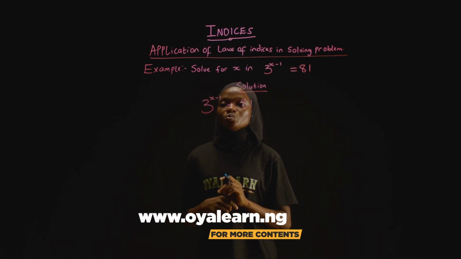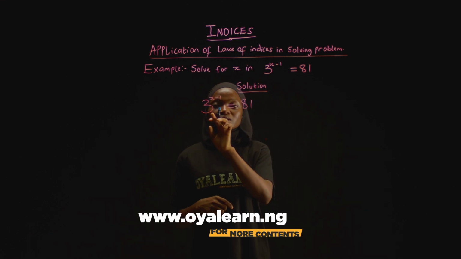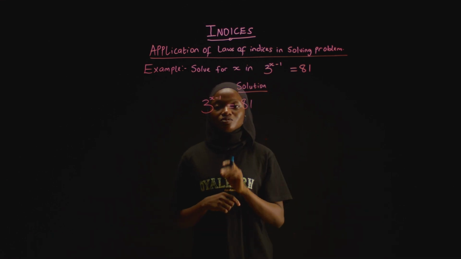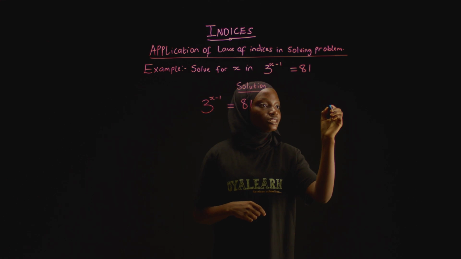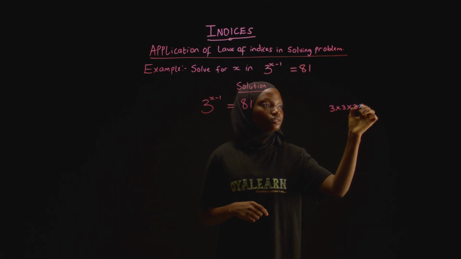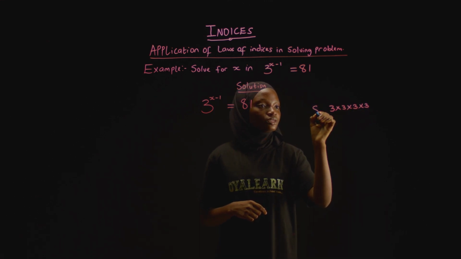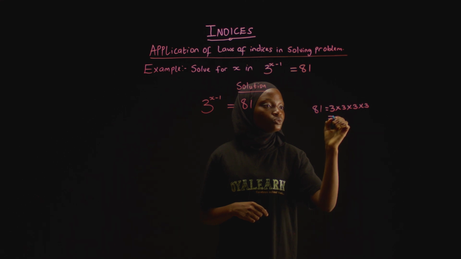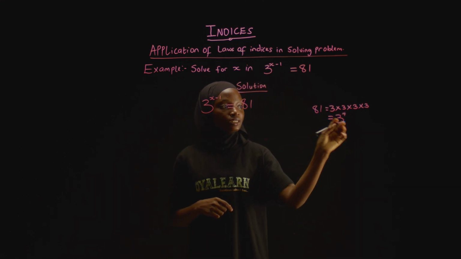To solve this, we'll write 81 in index form with a base of 3. That is 3 times 3, that's 9, times 3, that's 27, times 3, that's 81. That is, 81 will be equal to 3 raised to the power 4 in index form with a base 3.